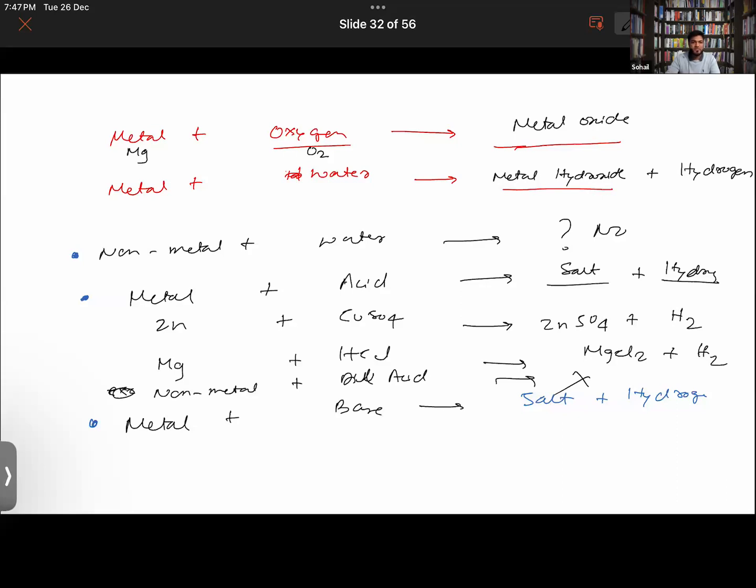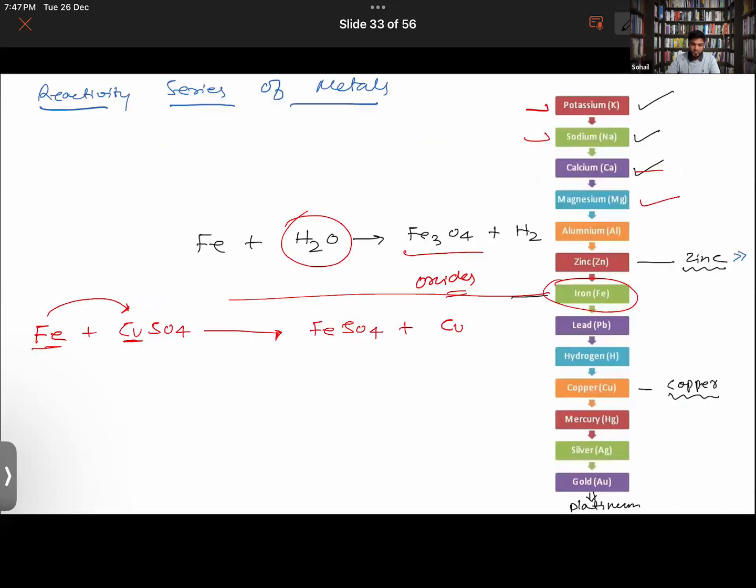रिएक्टिविटी सीरीज में हमारे पास सबसे ज्यादा रिएक्टिव मेटल कौन सा है? Sir, potassium. Potassium, right? So potassium is at the top of this list. And as we go down in the reactivity series, the chemical reactivity of the element decreases.